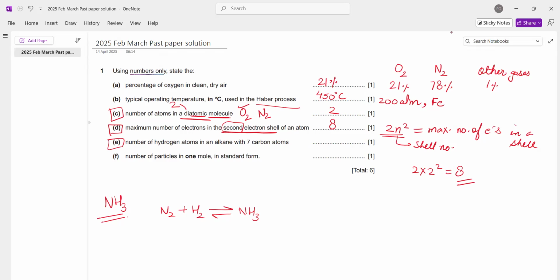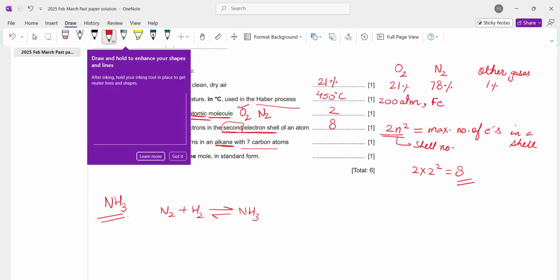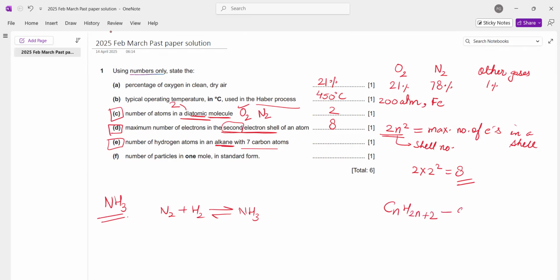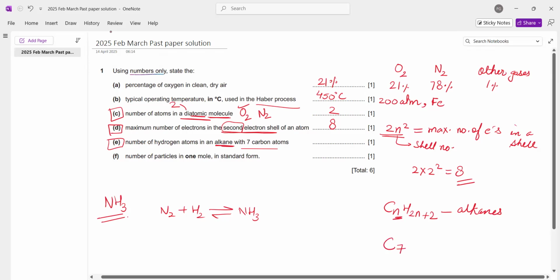For part E, they are asking the number of hydrogen atoms that are there in an alkane with 7 carbon atoms. Now for this, we need to know the general formula of the alkane family, which is CnH2n+2. That's the general formula of the alkane family. Now, n represents the number of carbon atoms. So we have 7 carbon atoms as given in the question. So we put it here.